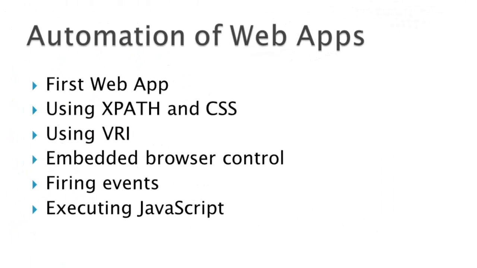In this lesson, you will learn about automation of web applications. So we will be learning about how to identify the web elements using XPath and CSS locators, also by using the VRI. Then also we will see how to register the embedded browser control, then how to fire the events and execute the JavaScript as well.